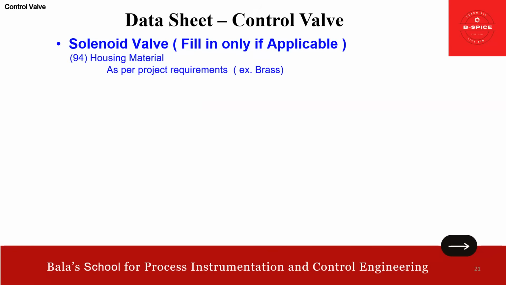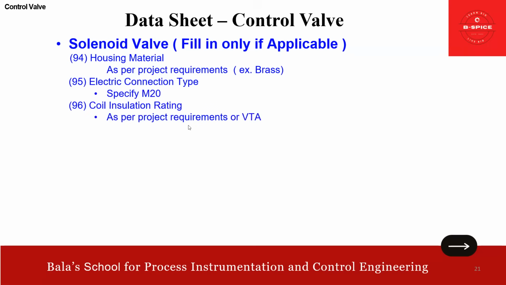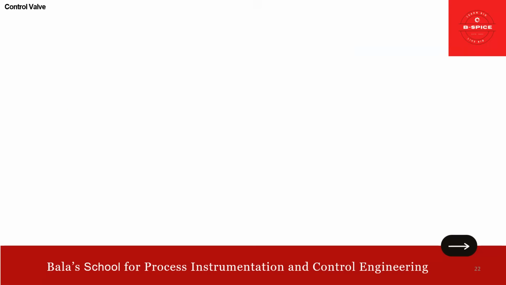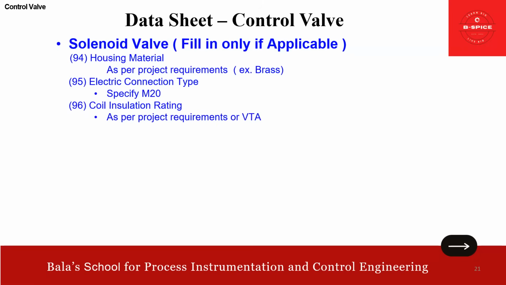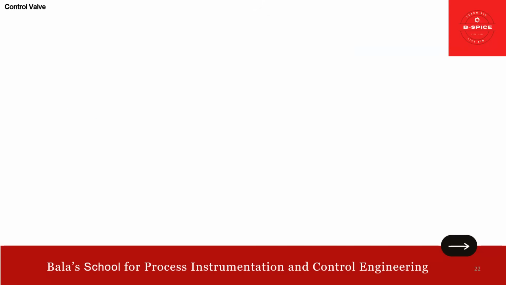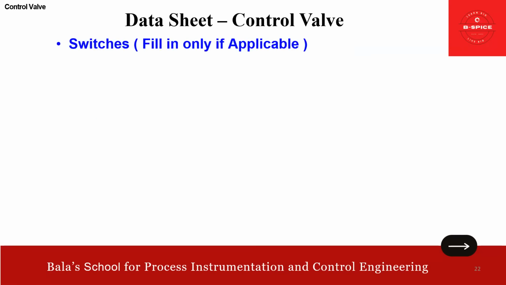Housing material. Of course, this is also again purely depends on the project requirements, for example, brass in this case. Then electric connection, specify M20, coil insulation rating as per project requirements. Yeah, that's it about solenoid valve, friends. Then we go to the switches.